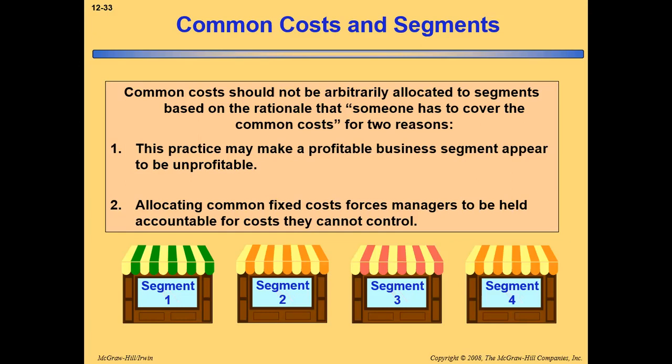You have to understand that inside this there is a profitable business, or maybe it may be an unprofitable business. So this practice may make a profitable business segment appear to be unprofitable. Allocating common fixed cost forces managers to be held accountable for costs they cannot control. So if we arbitrarily allocate, that is, if we cannot identify these well, then the segment from which we make more profit will become unprofitable, and on the other hand the manager will not be able to control the costs. Did you understand this slide? Is it clear?